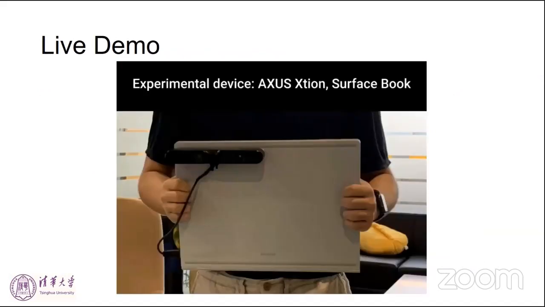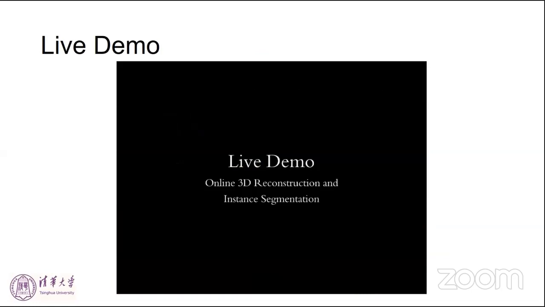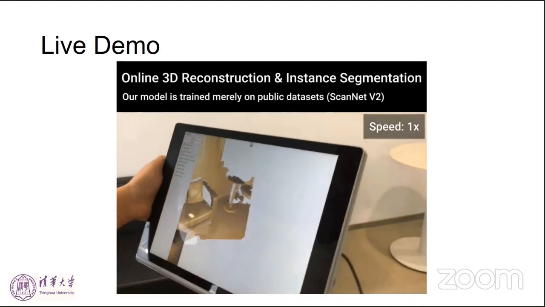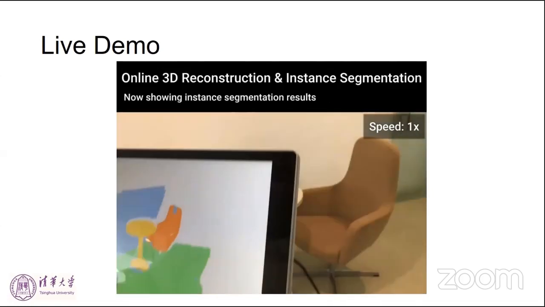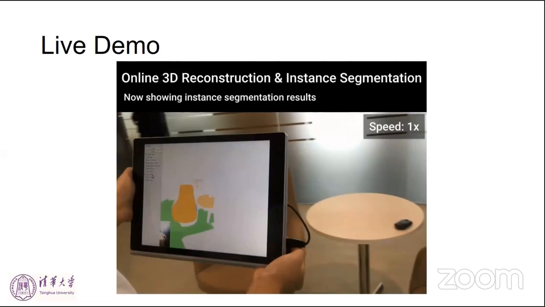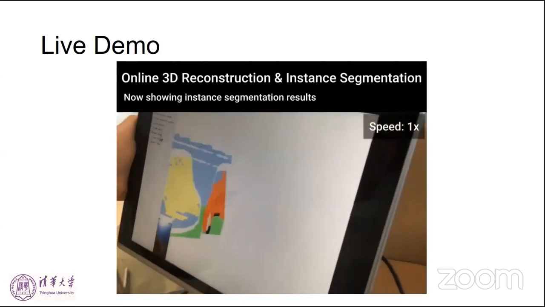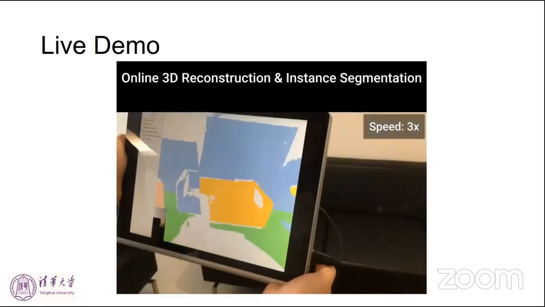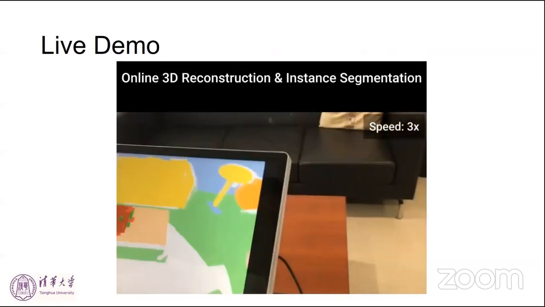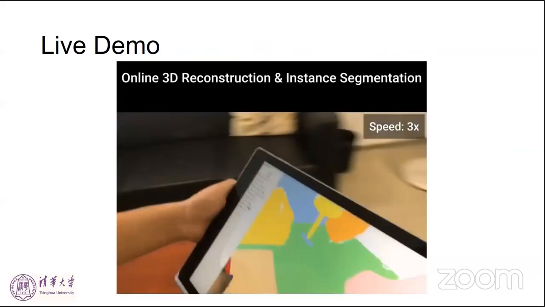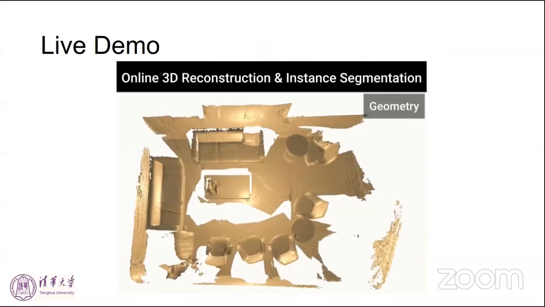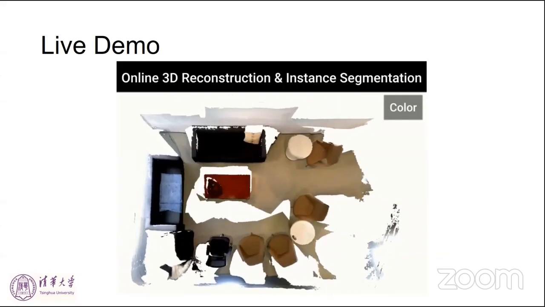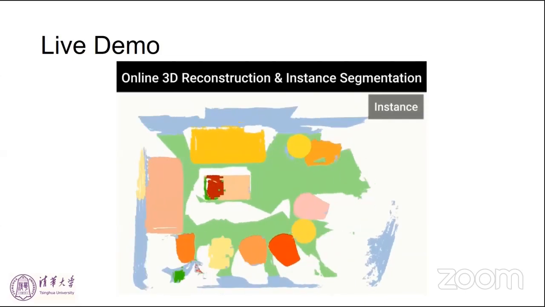This is our live demo on a Surface Book with an Azure Kinect sensor. Now we're showing the live joint 3D reconstruction with instance segmentation labels updated online on the portable device. This is our result for the geometry, and the colored geometry. Finally, the instance segmentation result.